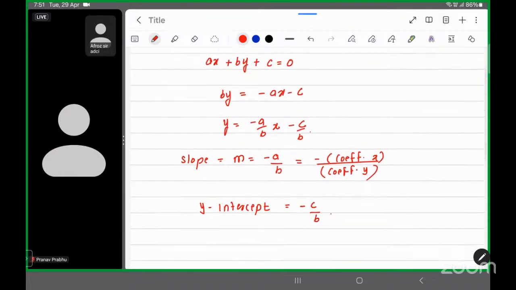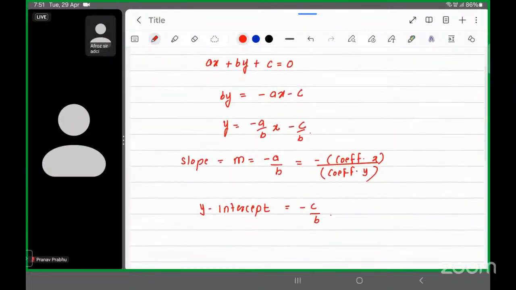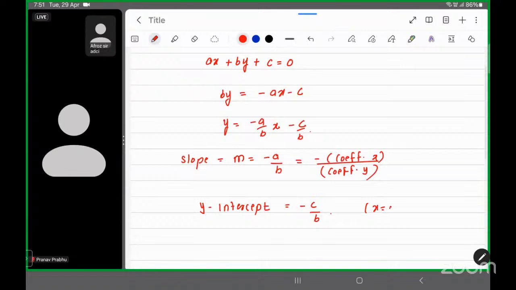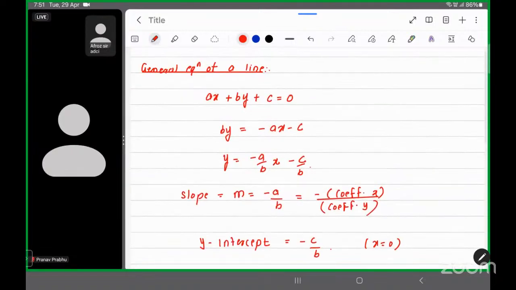One more thing you have to remember: to find the y-intercept, you just put x equals 0 in the equation. If I substitute x equals 0, then by equals minus c, so y equals minus c by b is called the y-intercept.